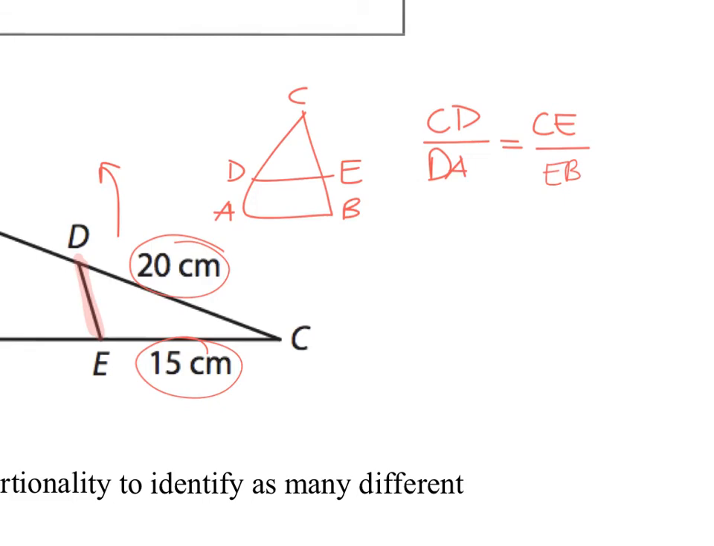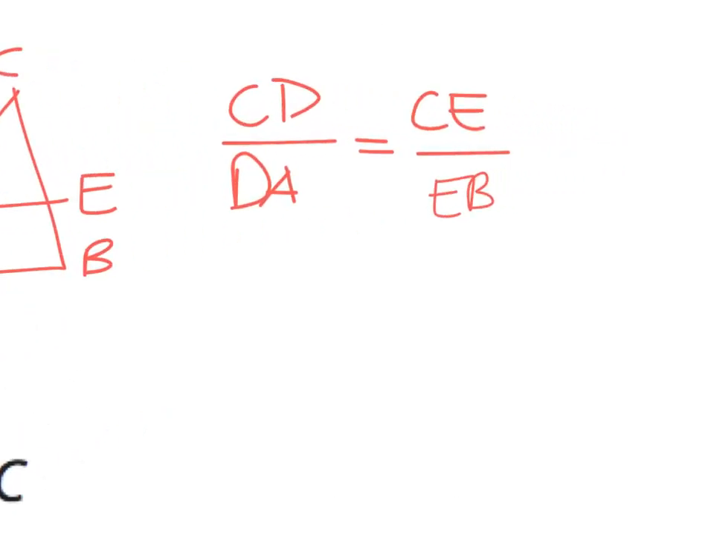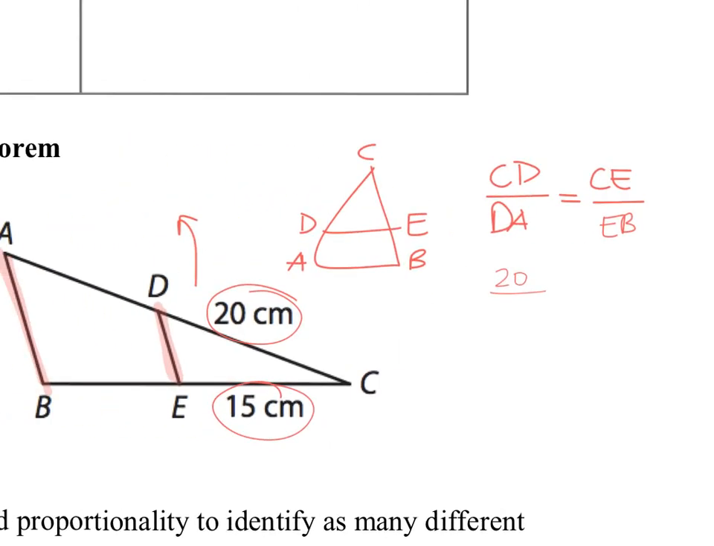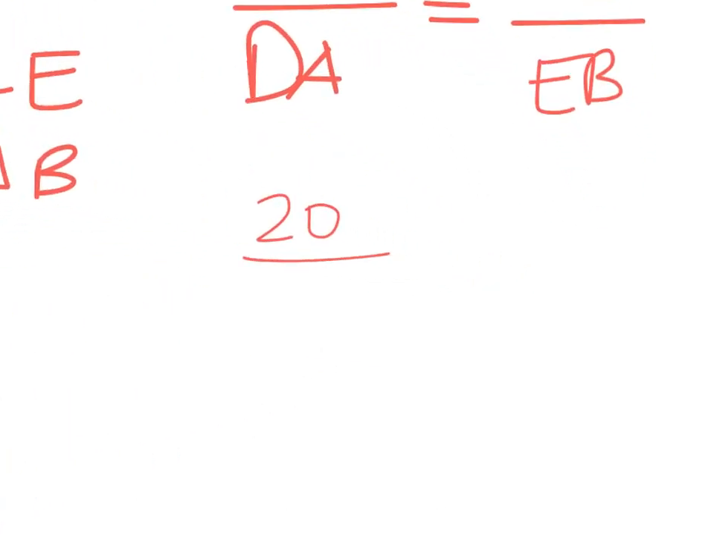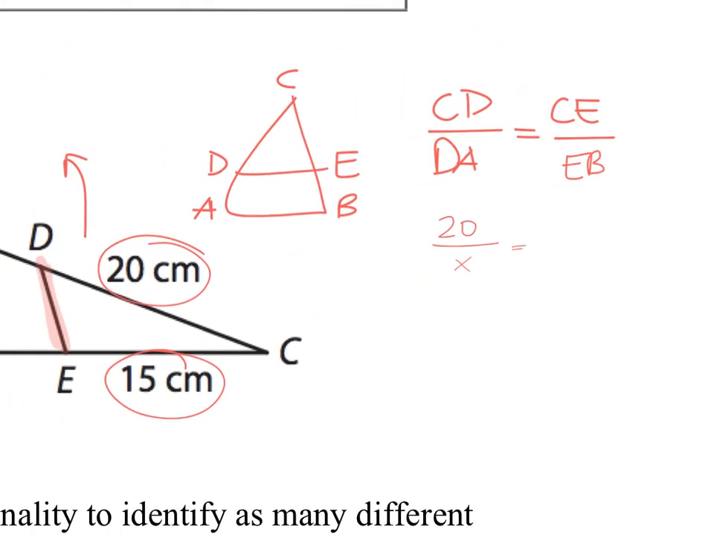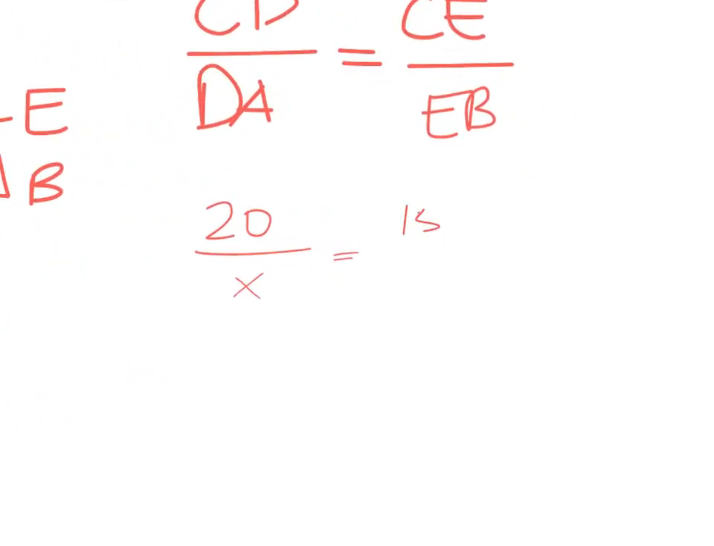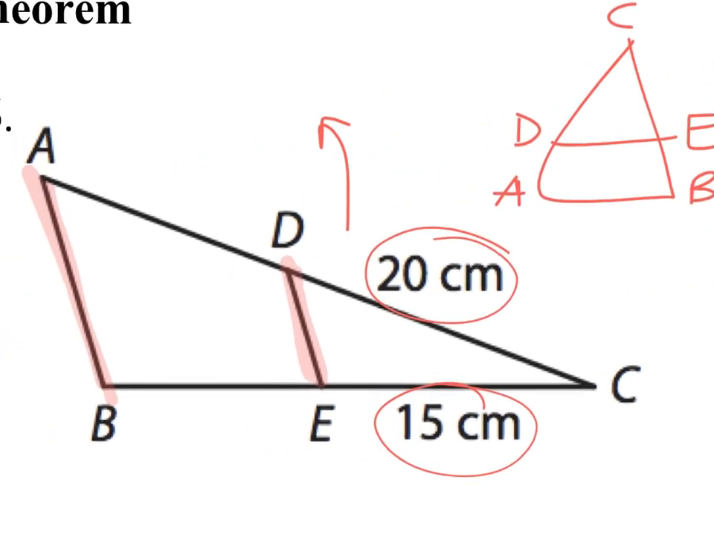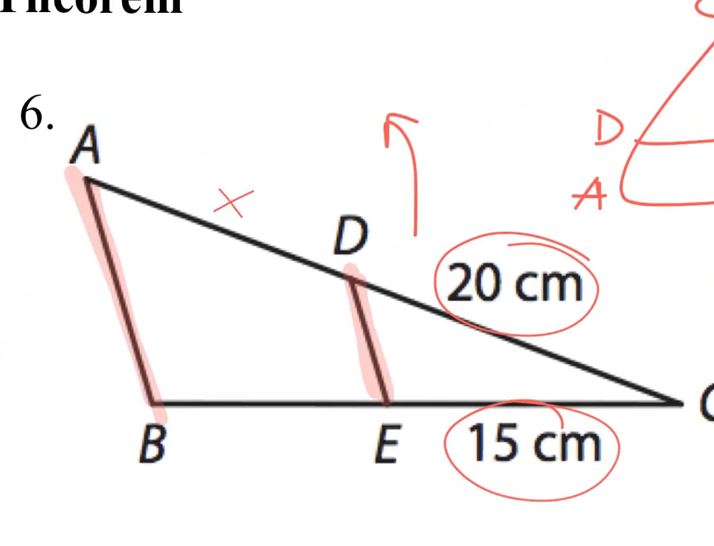And so we know that CD is 20. DA, we don't know anything, so we're going to call that X, equals CE, which is 15, over EB, which I don't know, and I can't say X again, so I have to use a different variable and call it Y. If I say that that's X and this is X, then you're saying that those 2 distances are equal, which they might be, but I don't know.